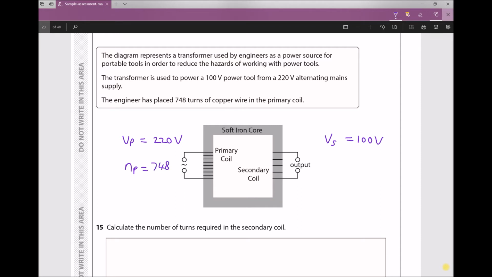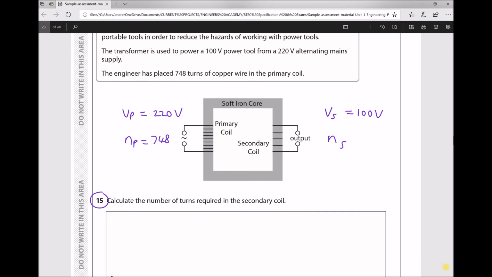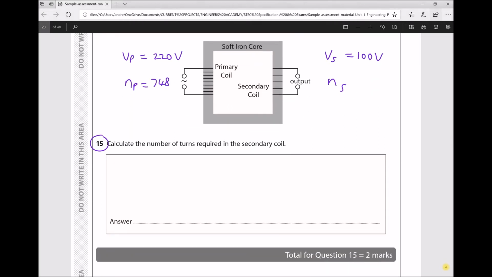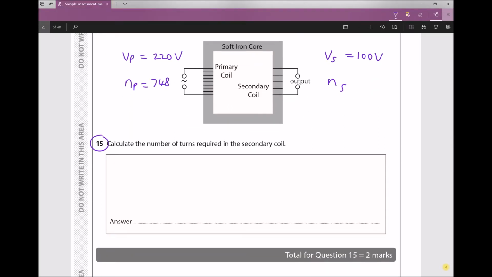Now if we refer to the question, it says calculate the number of turns required in the secondary coil. So that's going to be N subscript S. So we only have one equation that we need to apply for this question, and the equation that we need to apply is as follows. The number of turns on the primary coil over the number of turns on the secondary coil equals the voltage on the primary coil over the voltage on the secondary coil.